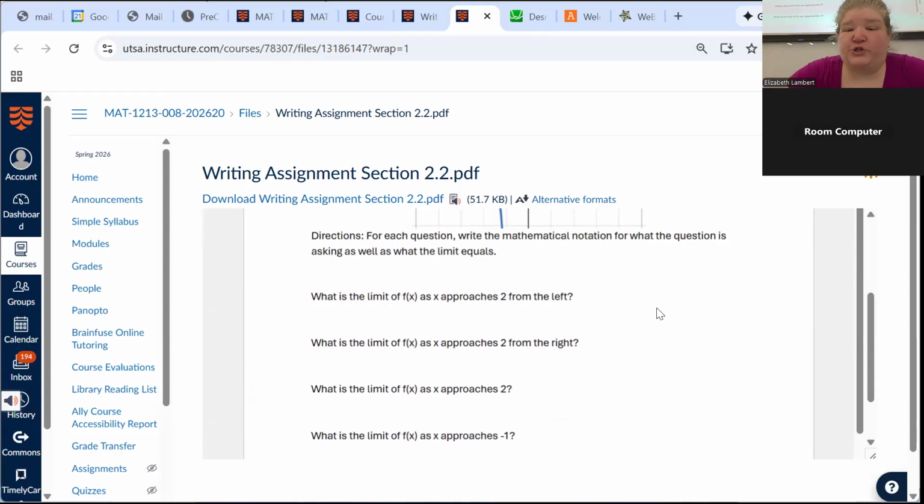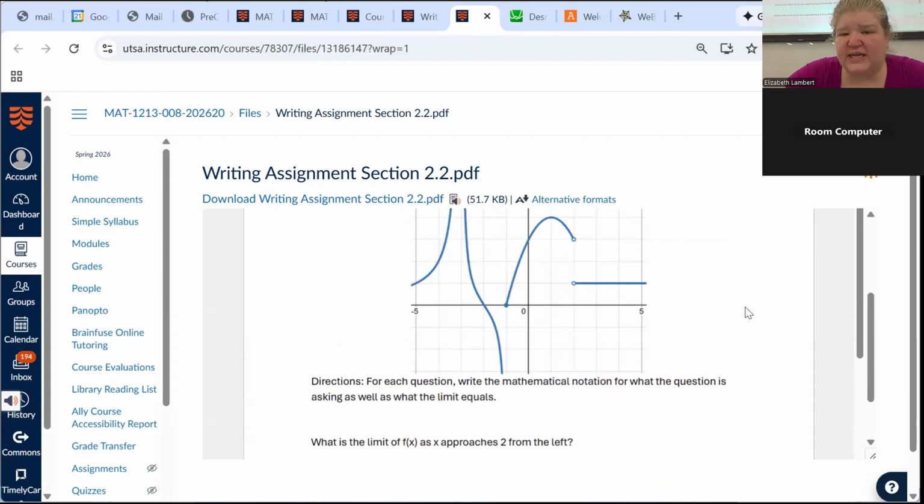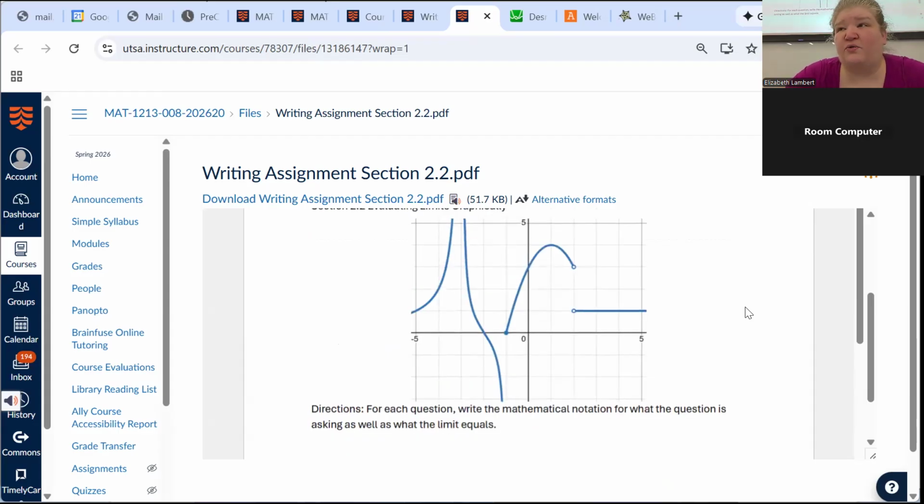But I also want you to practice writing the notation. So translate what is the limit of f of x as x approaches 2 from the left. How do you write that in math notation? And then equals whatever number you say is that answer. So there's not a lot of writing here, but there's a fair amount of thinking. Y'all can work together, but everyone has to submit their own file.